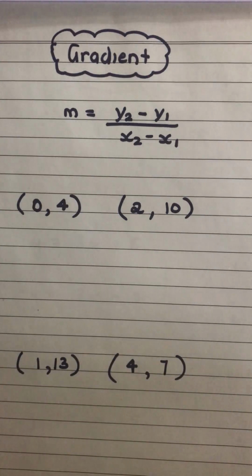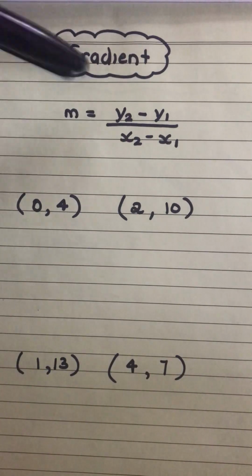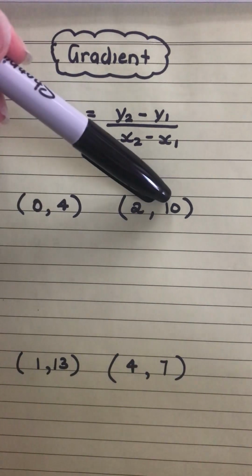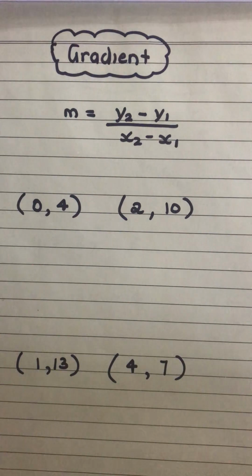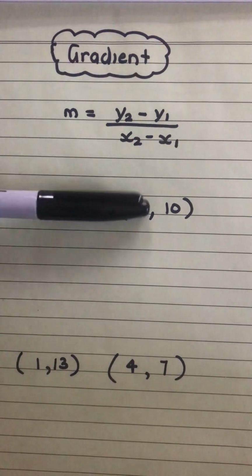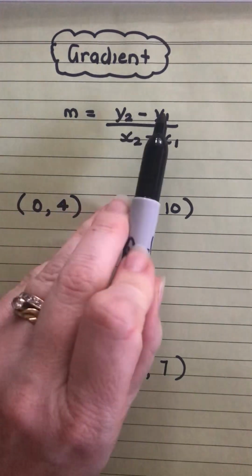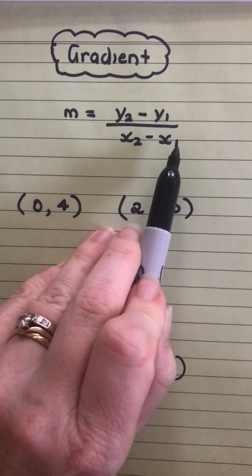This video is going to have a look at the concept of gradient and working out the gradient between two coordinates. So this is when we're given two coordinates. You might be given this question where you have a picture of a graph and you have to read two coordinates off the graph and find the gradient, but I'm going to focus on when we have those two coordinates and what we do with it. The rule that we're going to use is m equals y2 minus y1 over x2 minus x1.